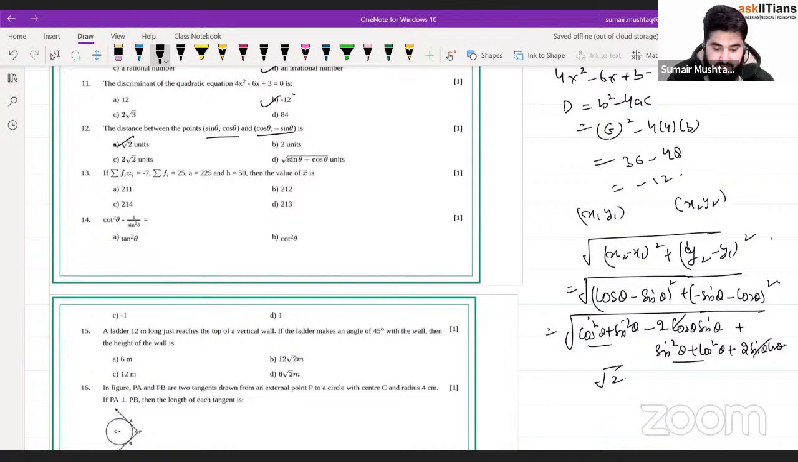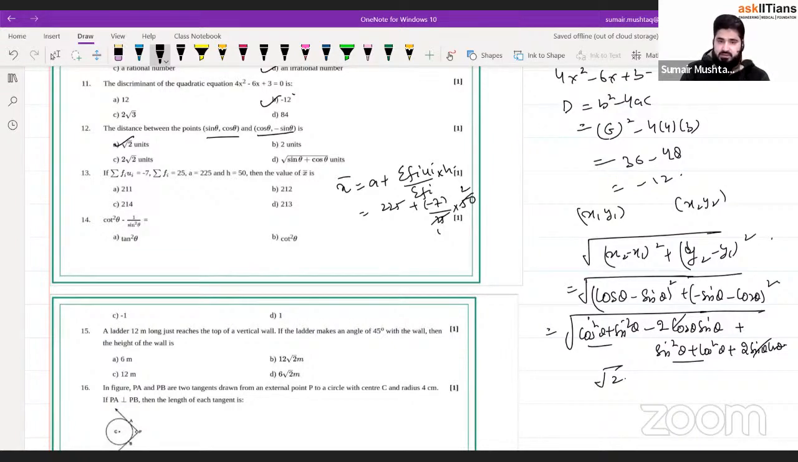And you have to apply, yes, find the value of x bar. You know, x bar is equal to a plus summation fiui divided by summation fi into h. Okay, apply the values. So this will be equal to, what is a? This is 225. Okay, plus what is fiui? That is negative 7 over 25 into 50. This is just the question in which you have to apply the formula, nothing else. Okay, this is 225 minus 40, right? That is 211. This is the option. Fine.